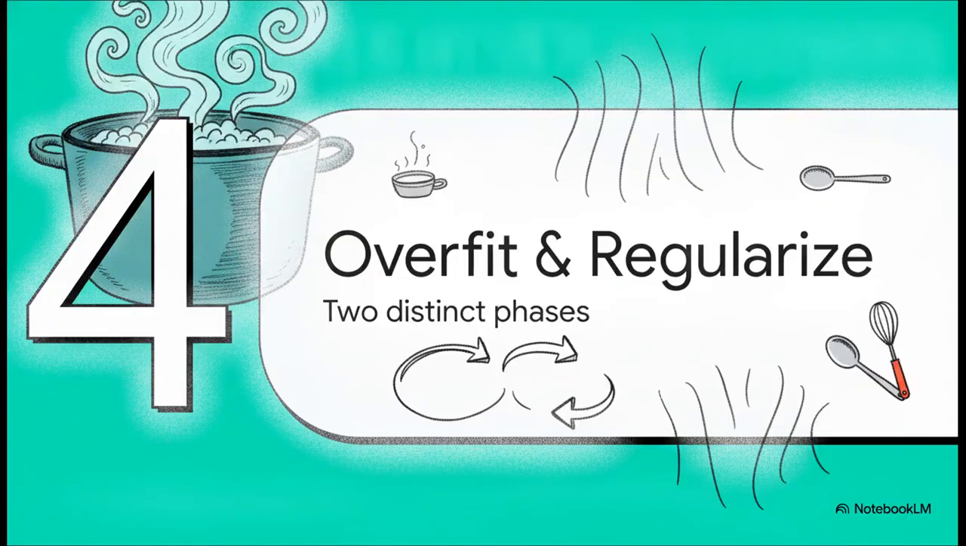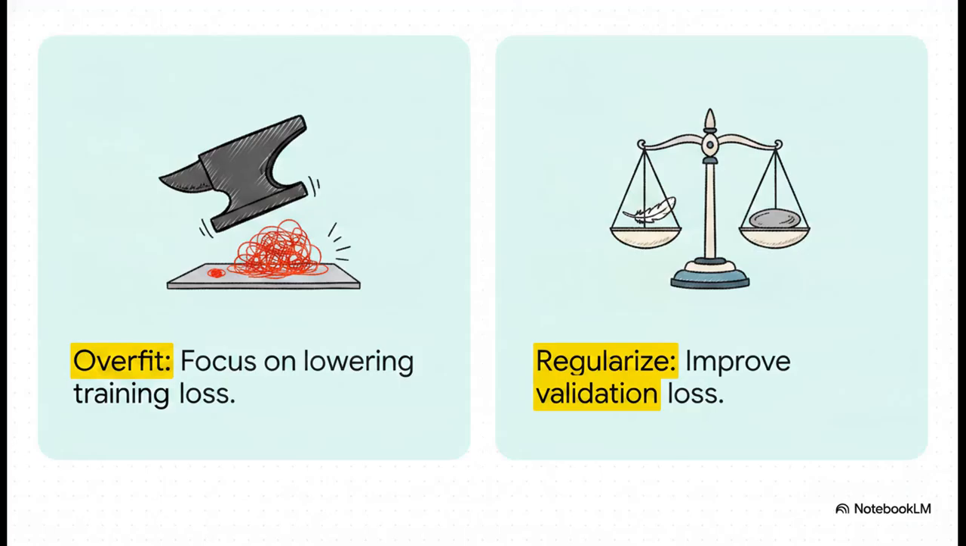All right, Section 4, overfit and regularize. Two distinct phases. Let's move into the actual cooking process. The biggest thing to remember here is that you cannot do both of these at the same time. They are two distinct, sequential phases of training.